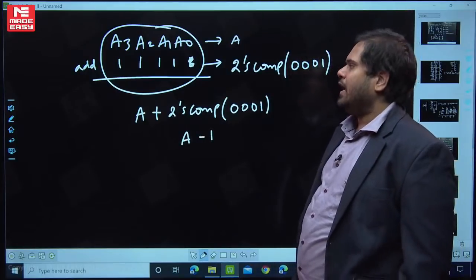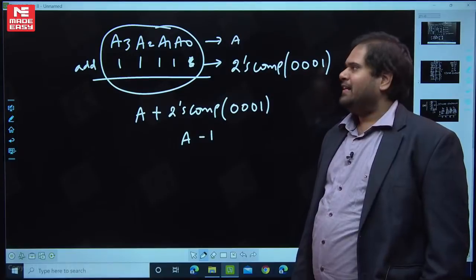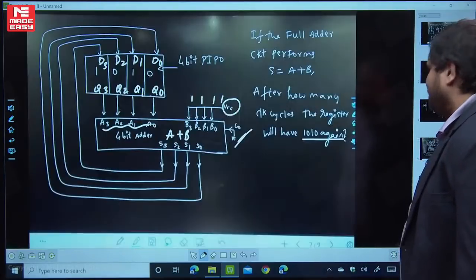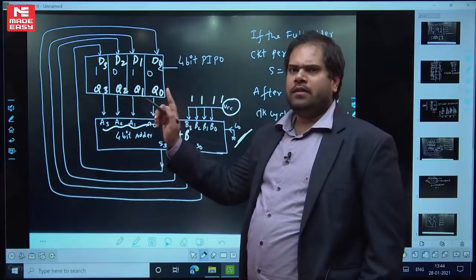So what is this circuit doing? It is doing A minus 1. The adder circuit here, the PIPO is only for data storage.